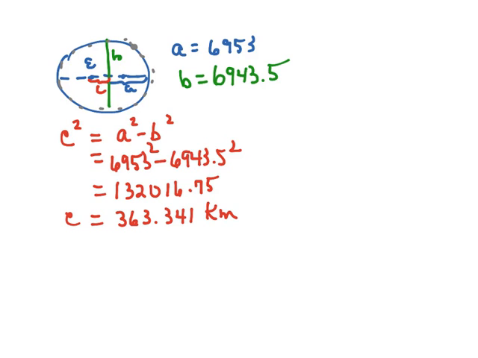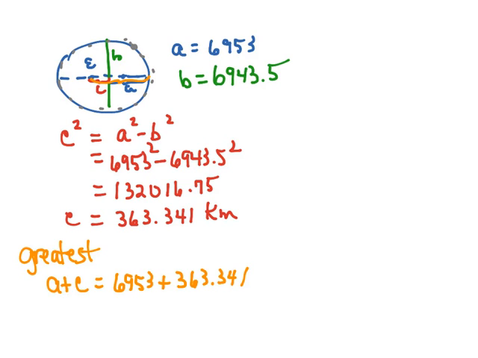So the greatest distance from the center of the Earth to our orbiting satellite would be A plus C. So if we take A, 6,953, and add C to it, we get our greatest distance, which would be 7,316.341.